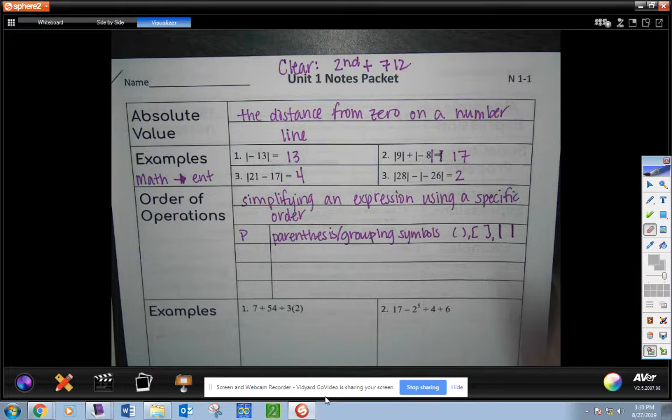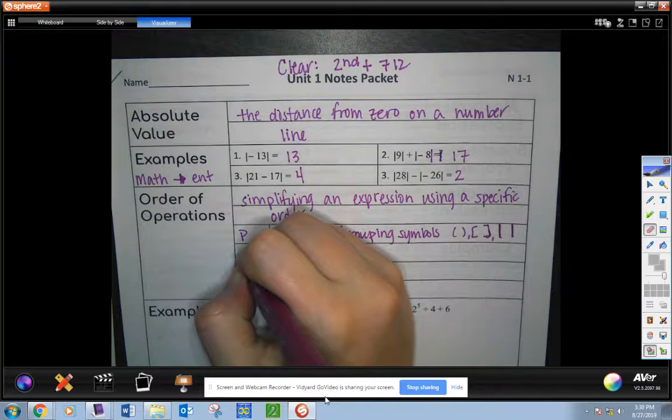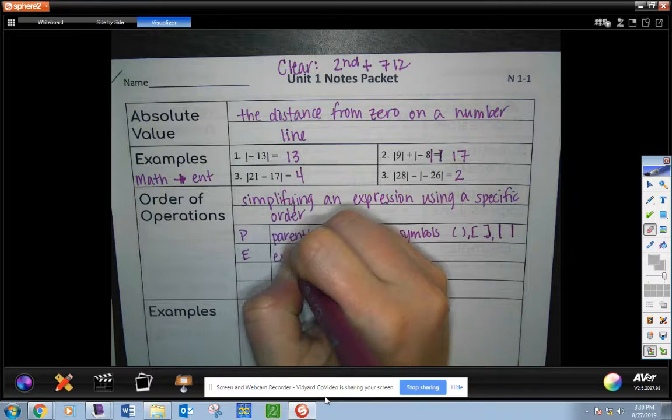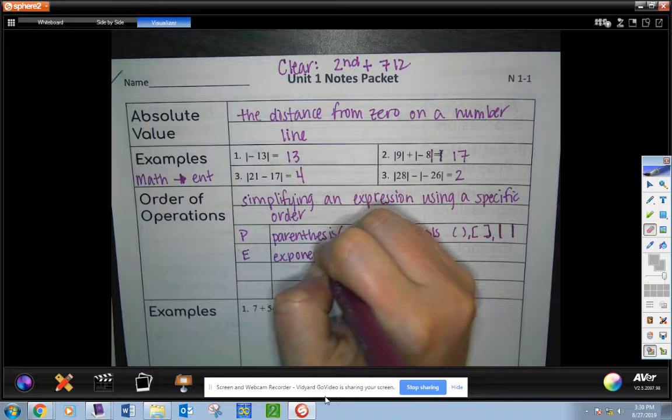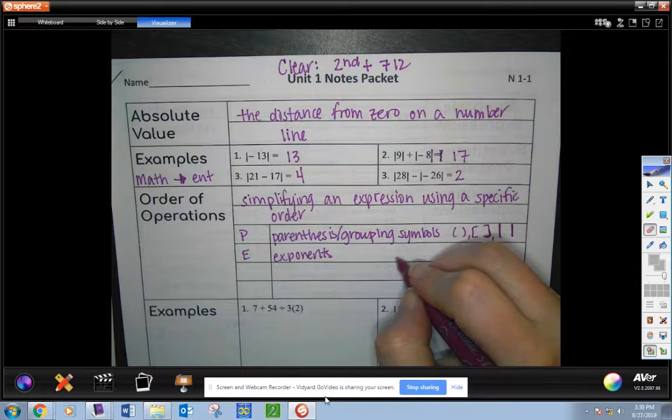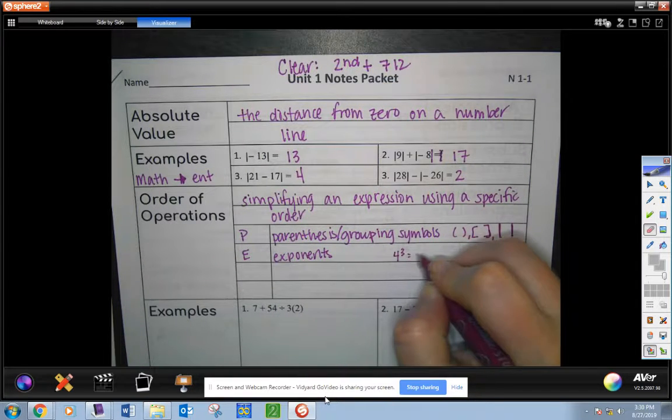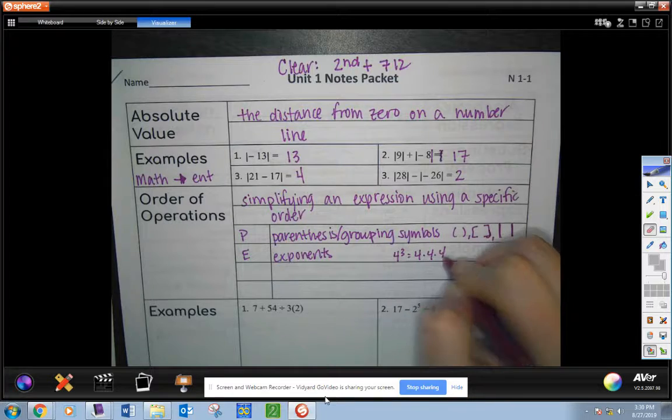Now, brackets can come in different ways besides just the L shape. Next comes exponents. Just remember exponents: if I gave you 4 to the third, that just means 4 times 4 times 4, not 4 times 3.